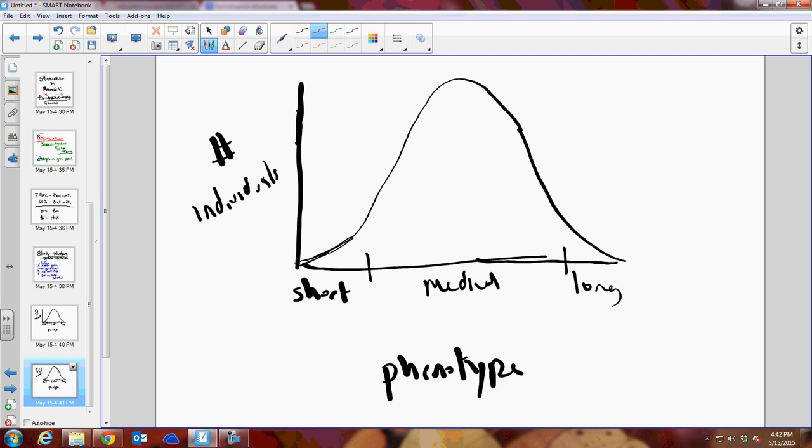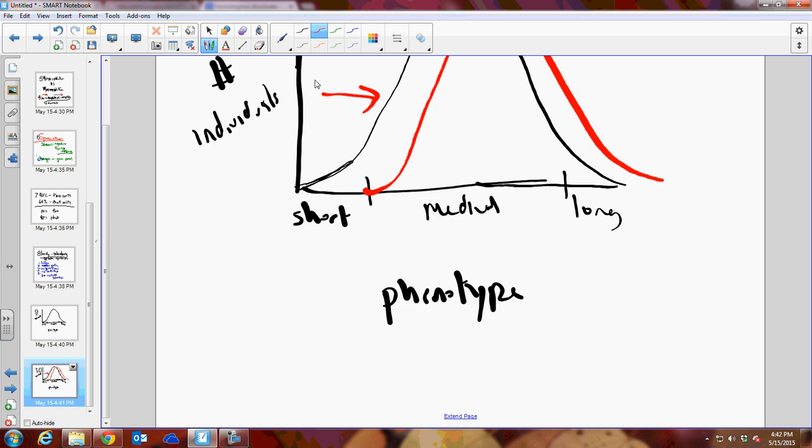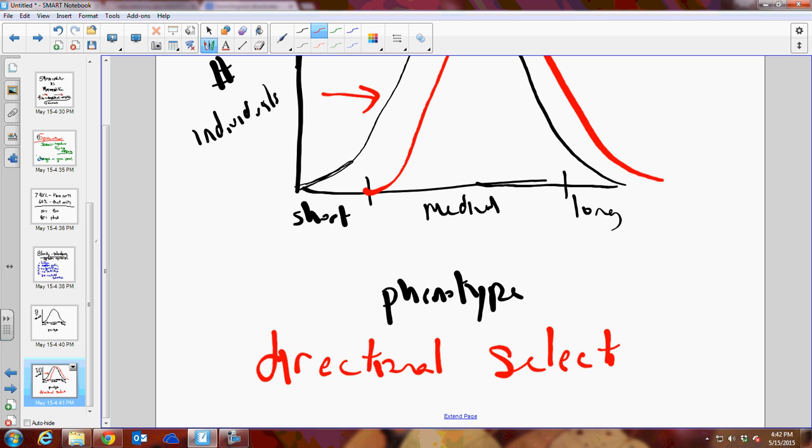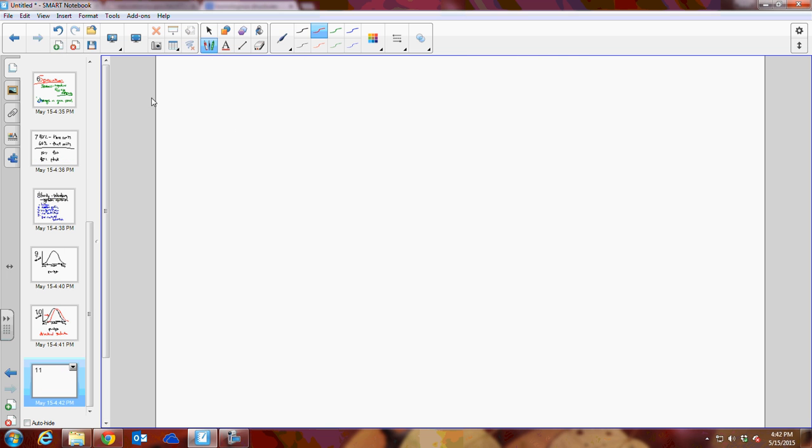And so what would you expect this graph to do? It's going to shift in a direction. And this represents natural selection. And we call this type of selection directional selection. Now, that isn't the only situation that can happen.